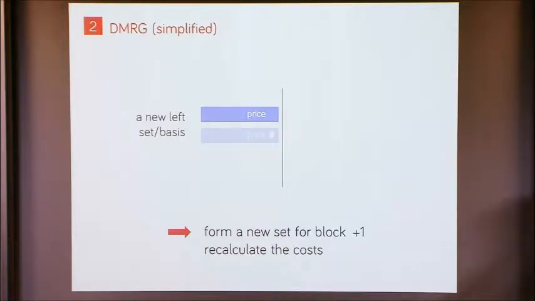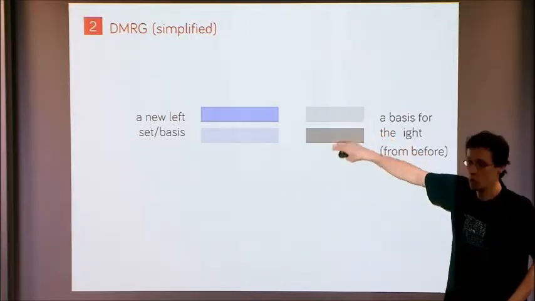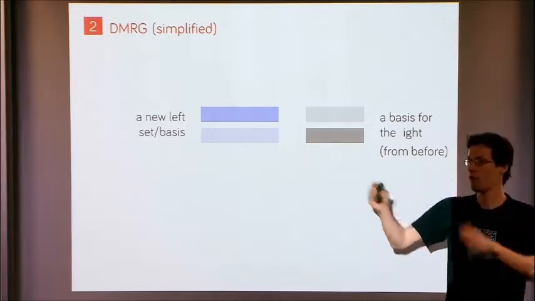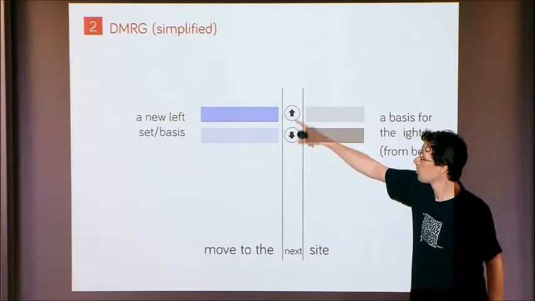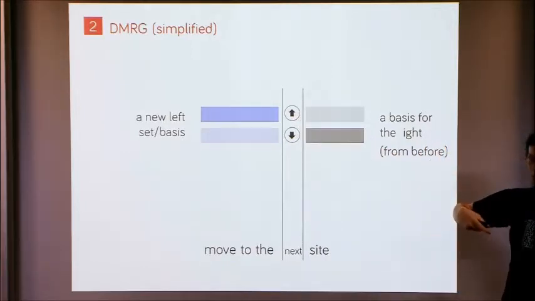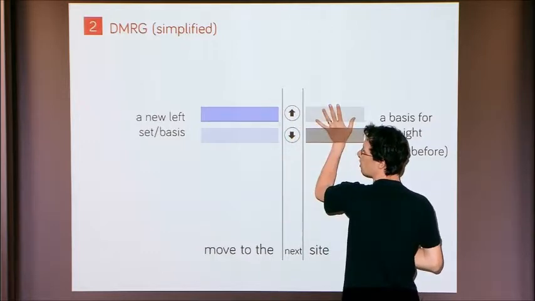I will recalculate how much this new basis costs, the effective Hamiltonian for the left part, and then I will put in a new one. I ask you for a new basis of one less particle on the right, put in a new spin, and continue. So then I will again find the best of what I can do here. This was new, this was old.